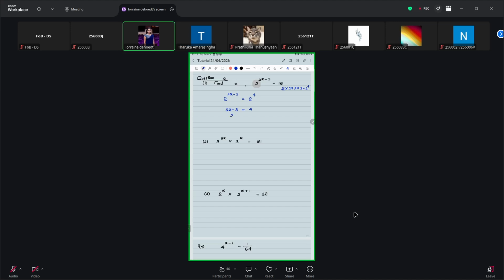So now you can separate the x terms. 2x equals 4 plus 3, which is 7. That means 2x equals 7. Then x equals 7 over 2. So this is the final answer.